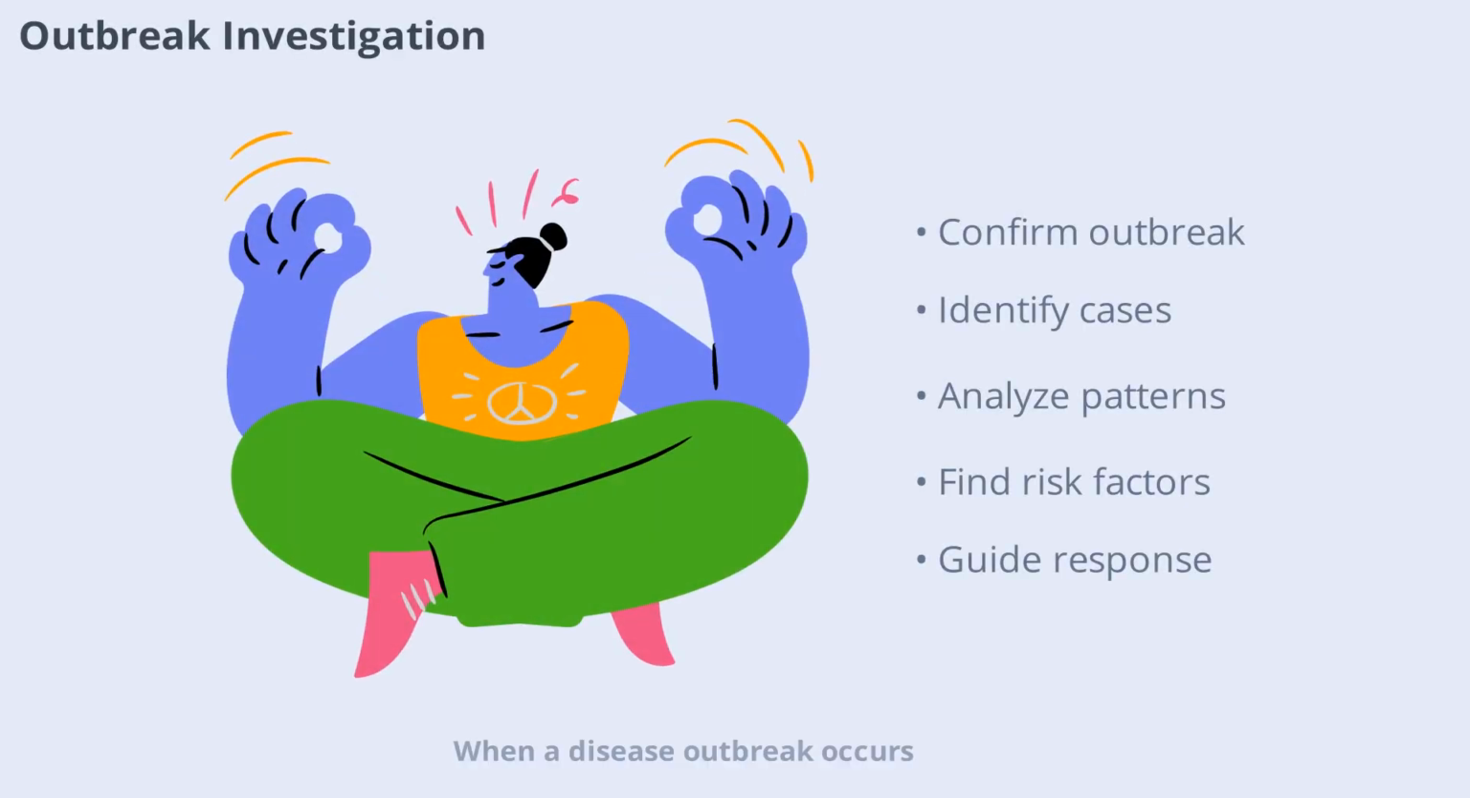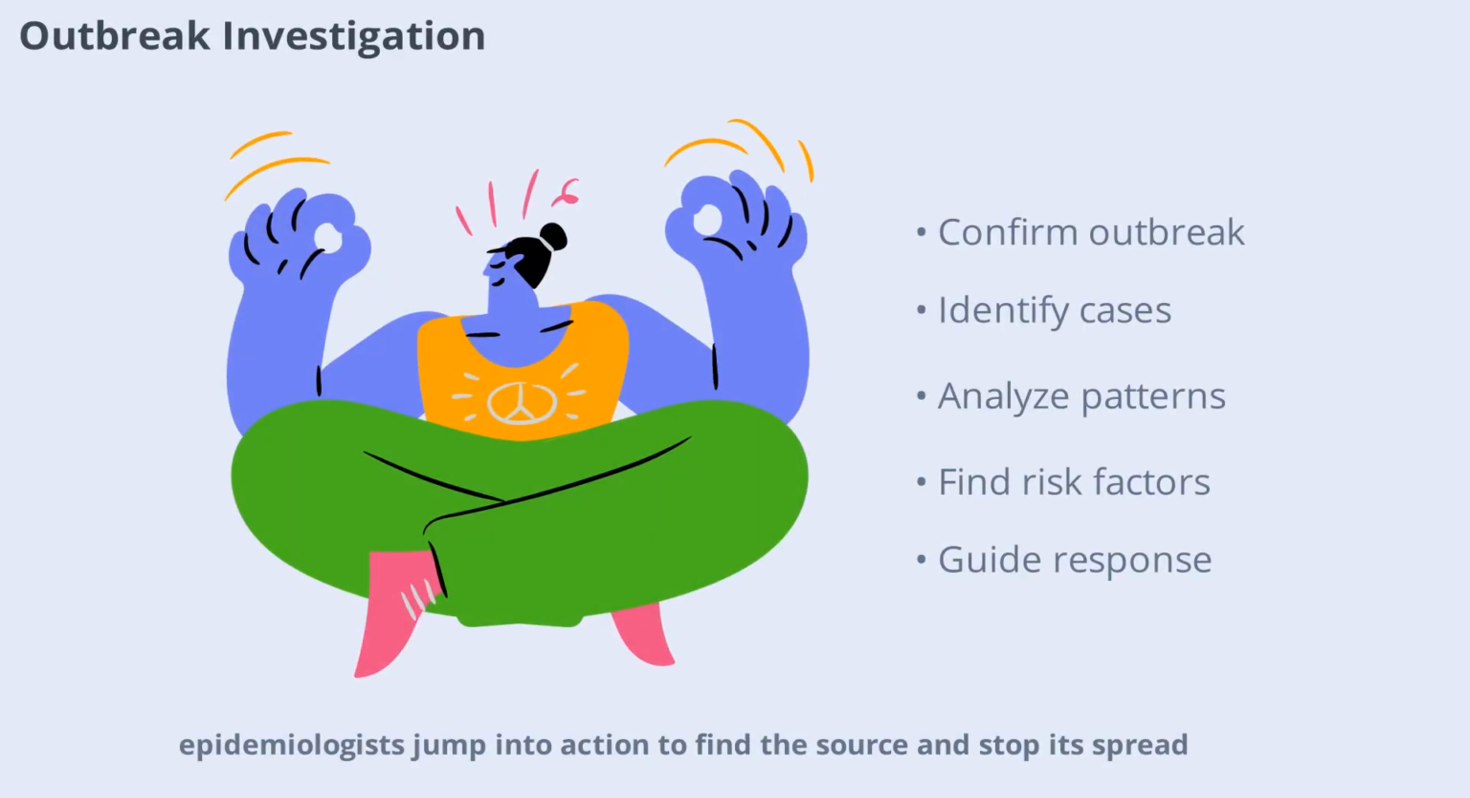When a disease outbreak occurs, epidemiologists jump into action to find the source and stop its spread. Outbreak investigations follow a systematic process: confirming the outbreak, identifying cases, collecting data, and analyzing patterns. Investigators look for common exposures or risk factors among those affected. Their findings guide public health responses, such as issuing warnings, recalling products, or launching vaccination campaigns.